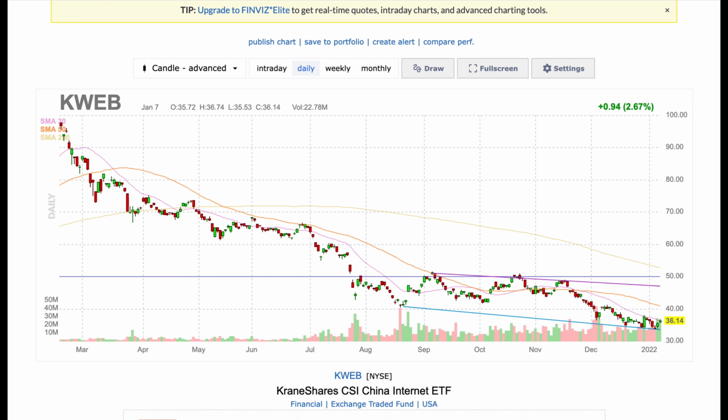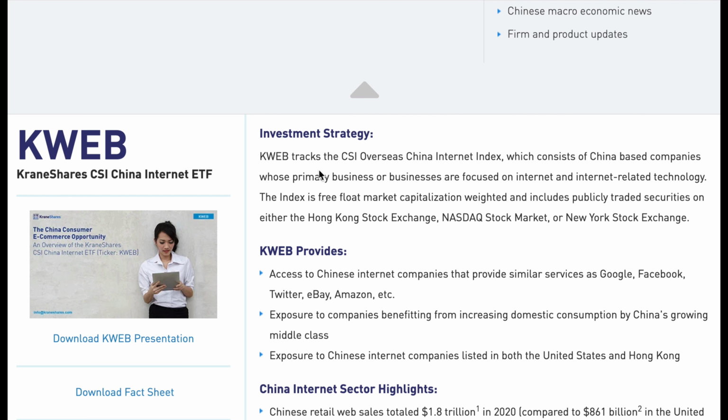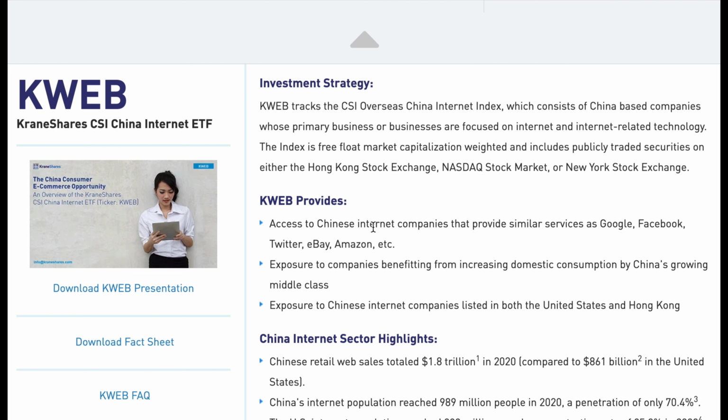KWEB is the KraneShares CSI China Internet ETF. It says KWEB tracks the CSI Overseas China Internet Index, which consists of China-based companies whose primary business or businesses are focused on internet and internet-related technology. The index is free float market capitalization weighted and includes publicly traded securities on either the Hong Kong Stock Exchange, Nasdaq Stock Exchange, or New York Stock Exchange. KWEB provides access to Chinese internet companies that provide similar services as Google, Facebook, Twitter, eBay, Amazon.